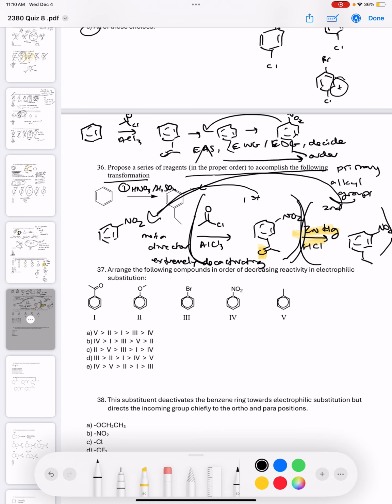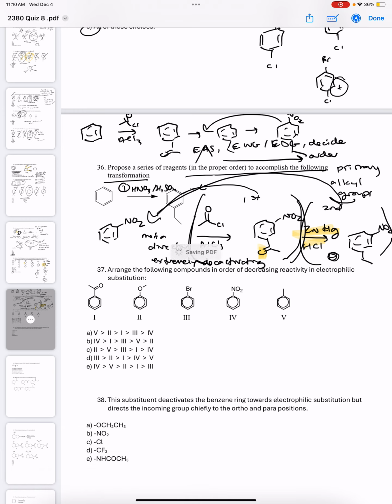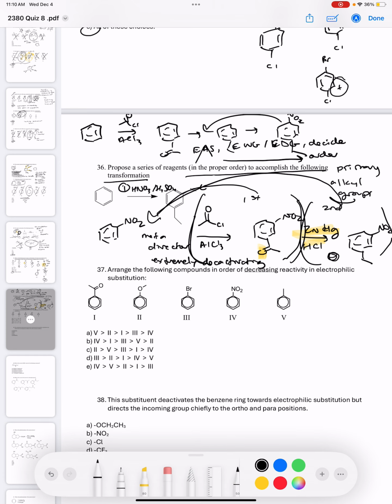It doesn't matter. But if you have a multiple choice question like this, I've used a multiple choice question like this before, as long as you knew that this had to come after this, you would be in good shape. I don't know why it just saved my PDF like that, but okay.